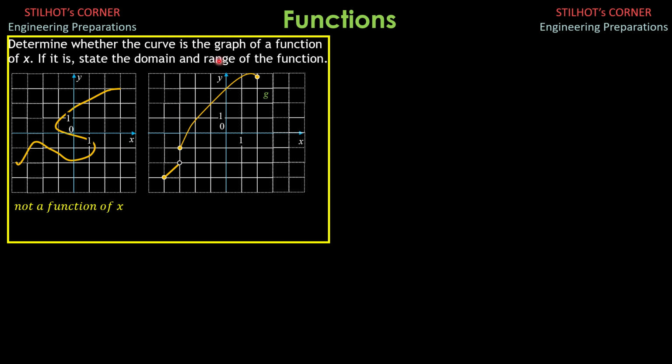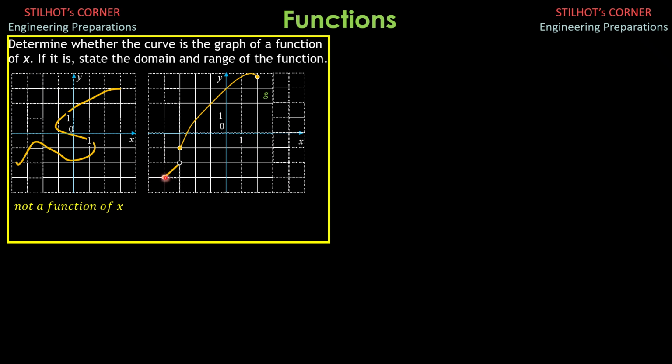So for the next graph, by the vertical line test, this time the graph is intercepted by a vertical line at only 1 point. So therefore, this is a function. Let us now state its domain. The domain is the set of all admissible values of the independent variable, which is x.